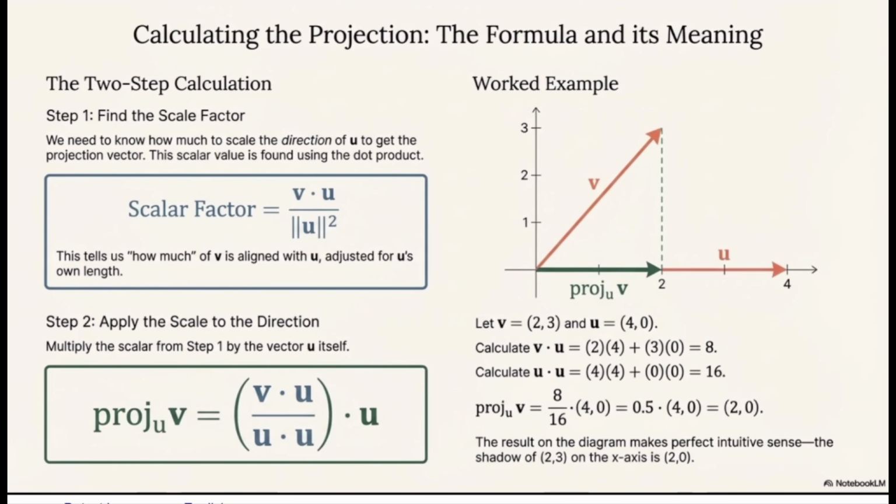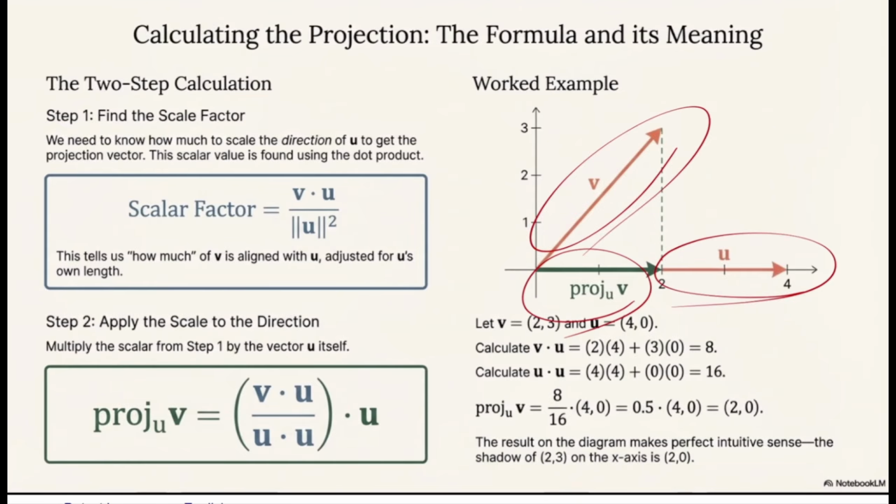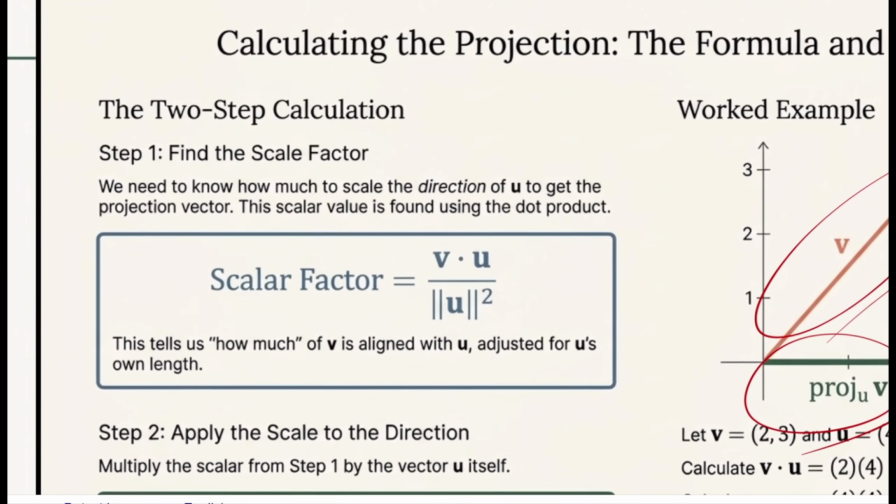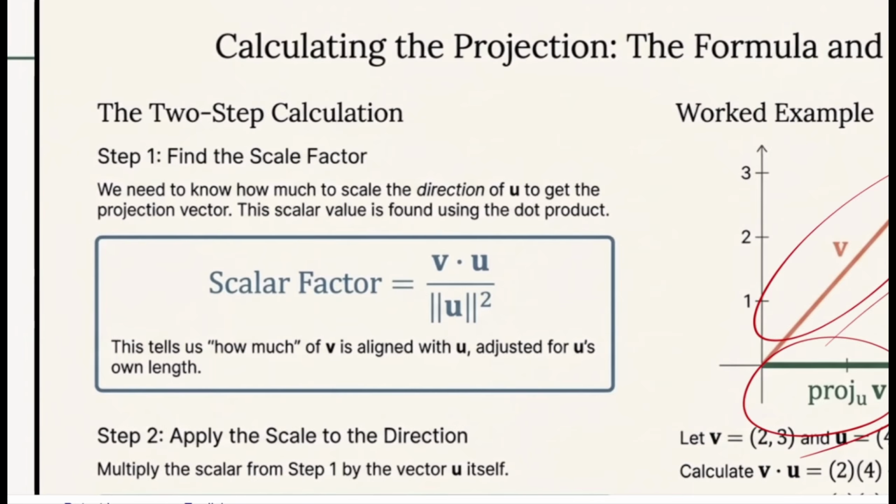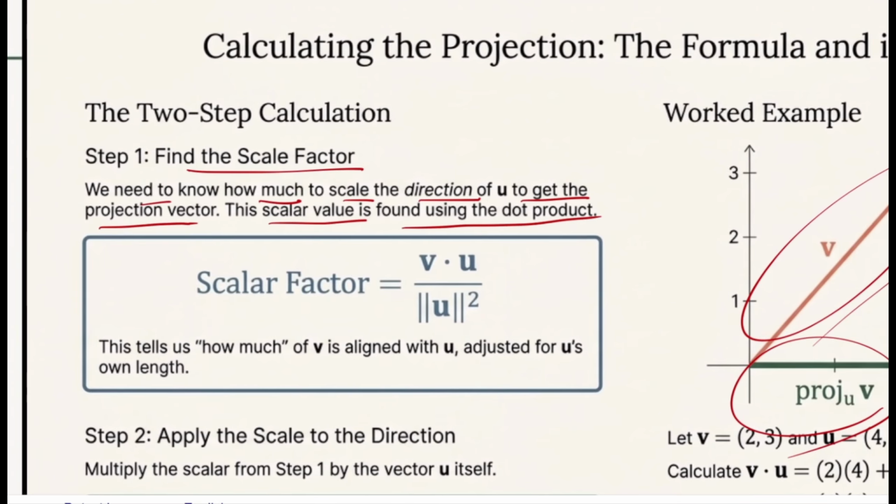So here's the idea: how can I find the projection, the formula and its meaning. Imagine that I have my v over here, and u as my reference vector. Then I would like to find the projection of v over u, or the shadow of v over u. How can I find that? We have a two-step calculation. Step number 1 is to find the scalar factor. It means that we need to know how much to scale the direction of u to get the projection vector. This scalar value can be found just using the dot product.